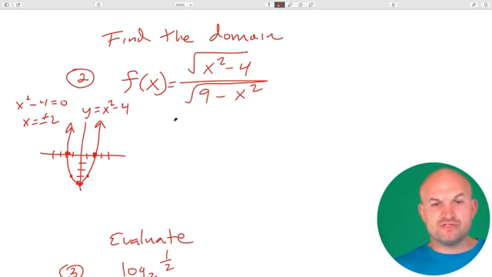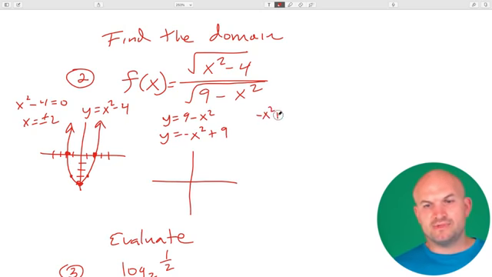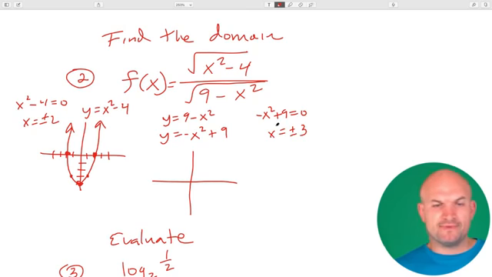And now let's go into the other graph, which would be y is equal to 9 minus x squared, which is probably easier to graph as negative x squared plus 9. All right, and if we do the same thing, set negative x squared plus 9 equal to 0, you can see x is going to equal plus or minus 3. But now this one is opening down, right? So 1, 2, 3, 1, 2, 3, 1, 2, 3, 4, 5, 6, 7, 8, 9.